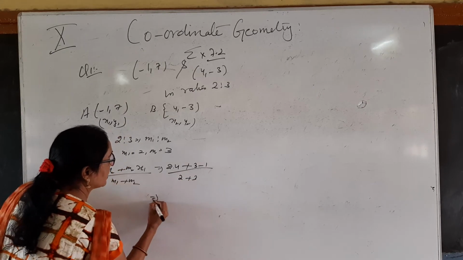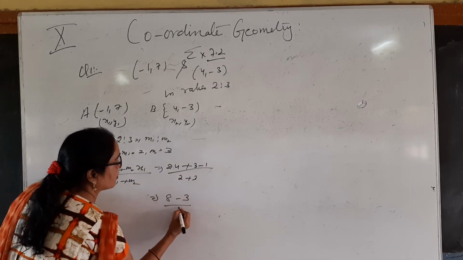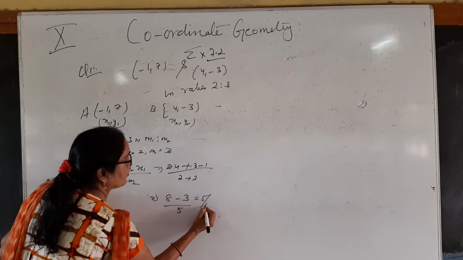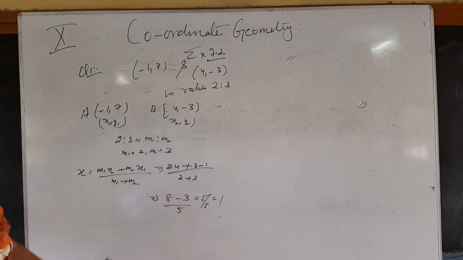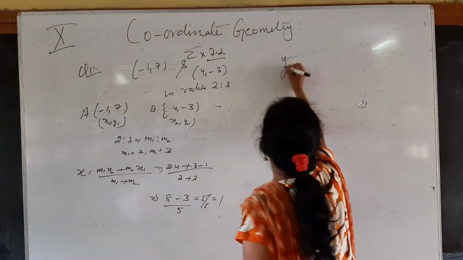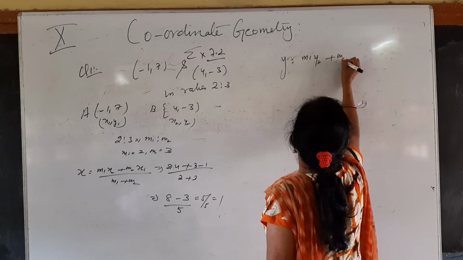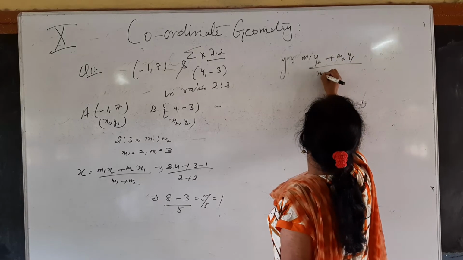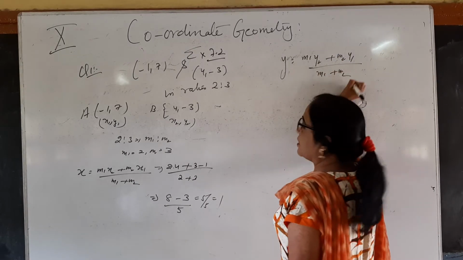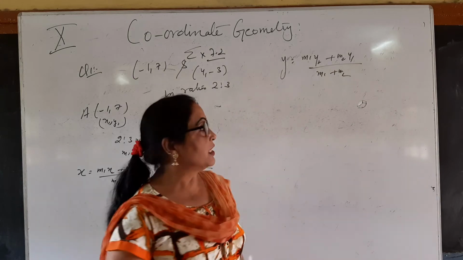So we will get here (8 − 3)/5, so 5/5 is equal to 1. So we have got the value of x here. Now y is equal to (m1·y2 + m2·y1)/(m1 + m2). This is the formula for internal division here.